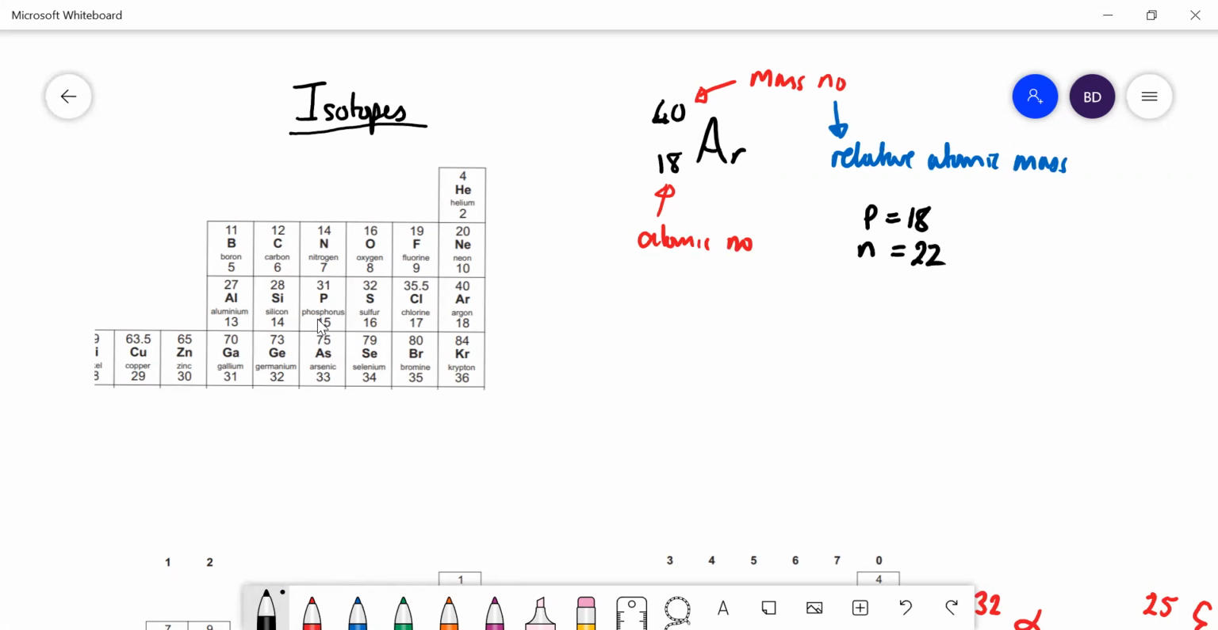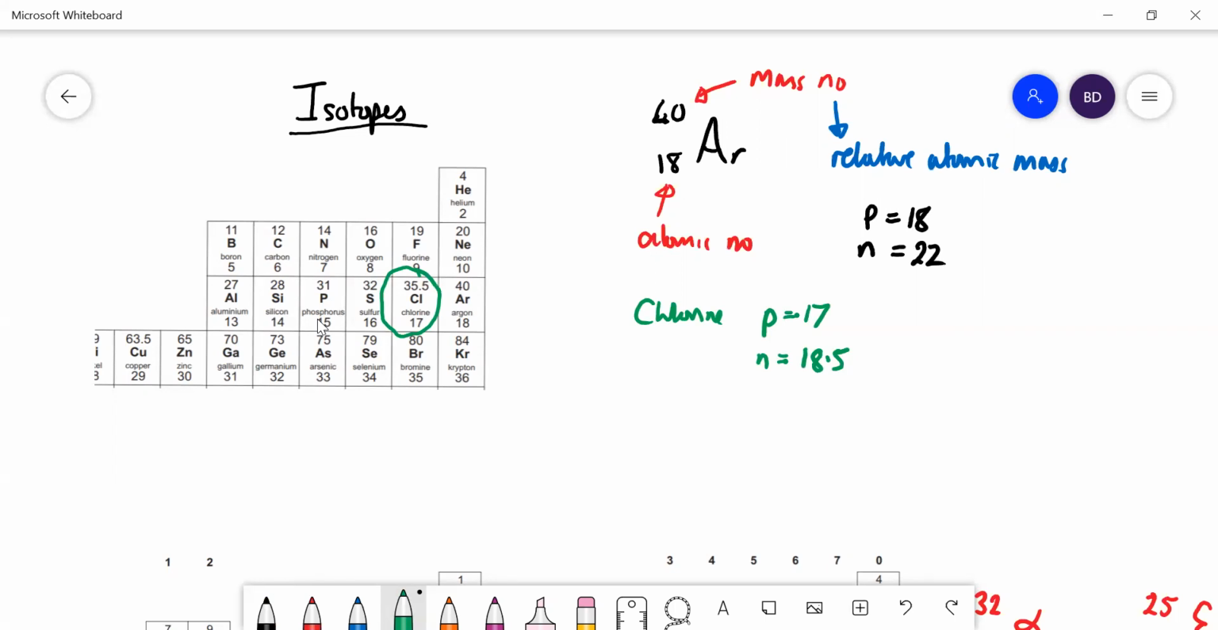So far, so good. But you may notice, if you look at chlorine, it's got this relative atomic mass number of 35.5. You might think you have got 17 protons and 35.5 minus 17, which is 18.5 neutrons. Well, you can't have half a neutron. It's impossible. You can't split a neutron up. So what's going on there?